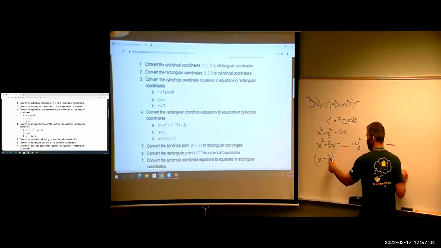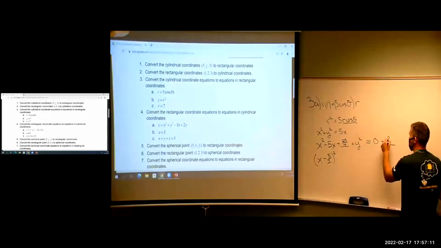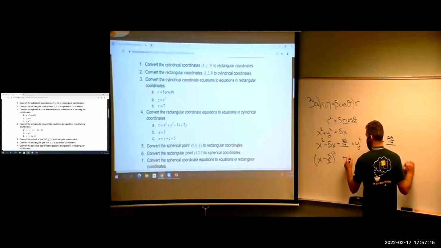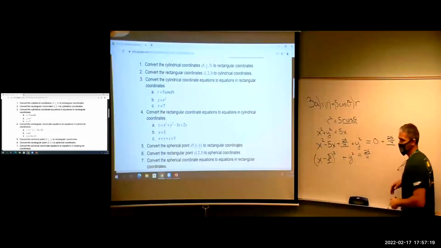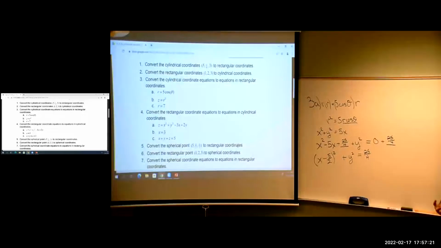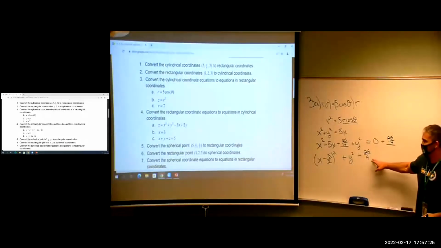So what goes here is negative 5/2 squared, and then we've got to keep our balance. Plus y squared equals 25 over 4. Now we know we have a circle centered at (5/2, 0) with a radius of 5/2, because remember, this is the radius squared.